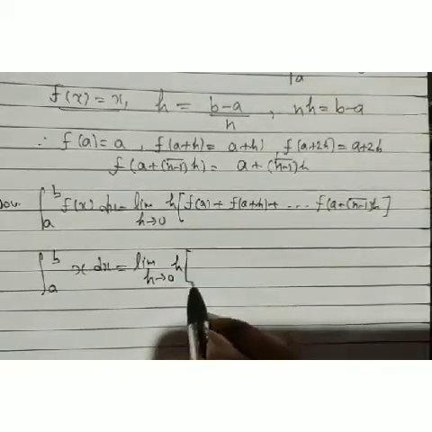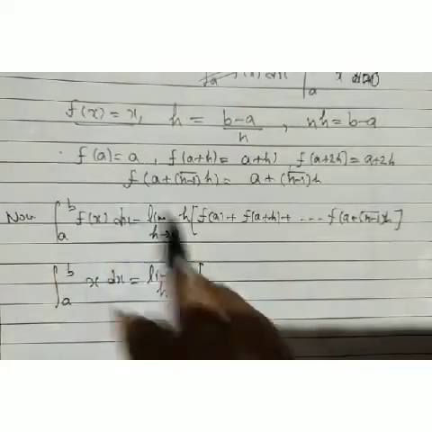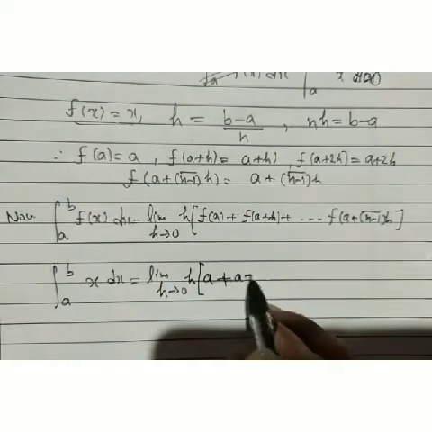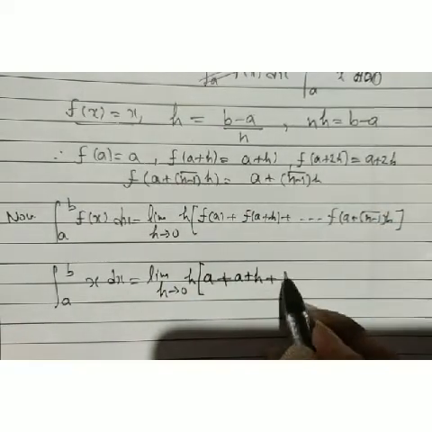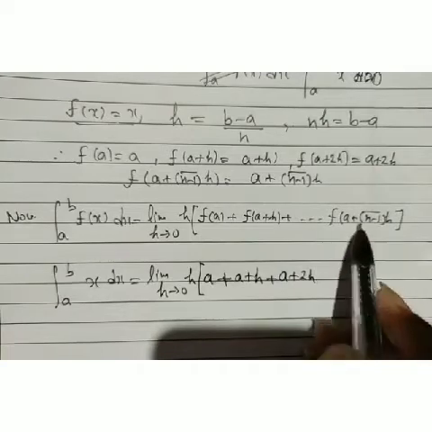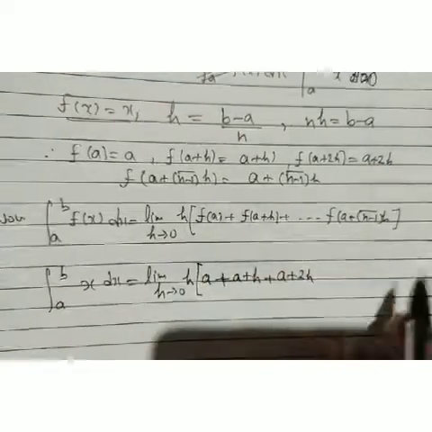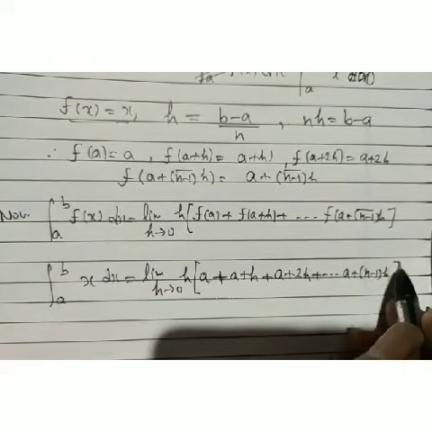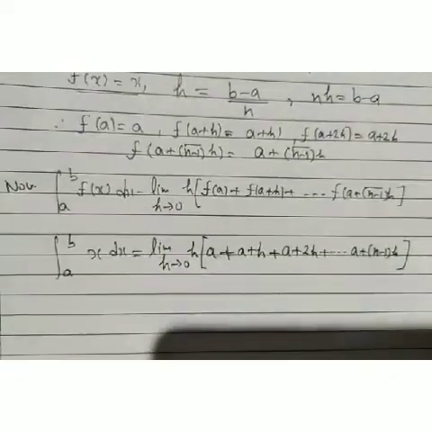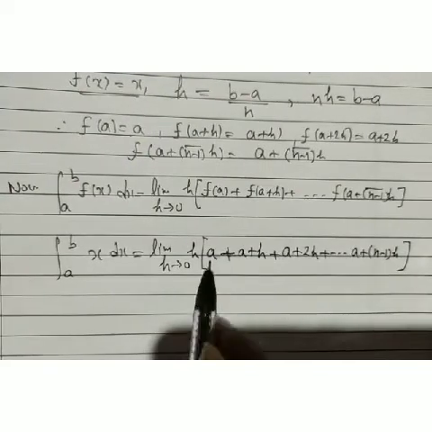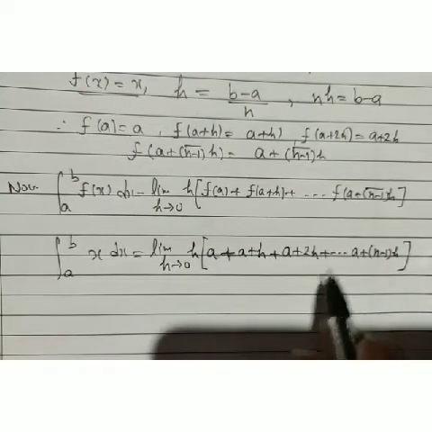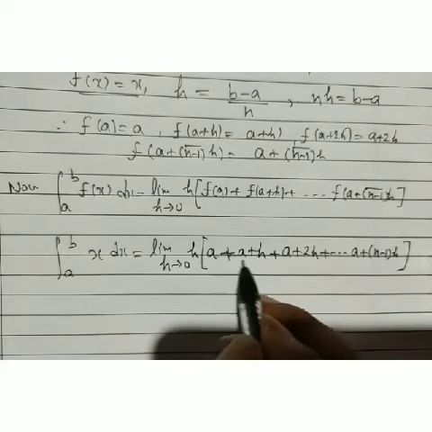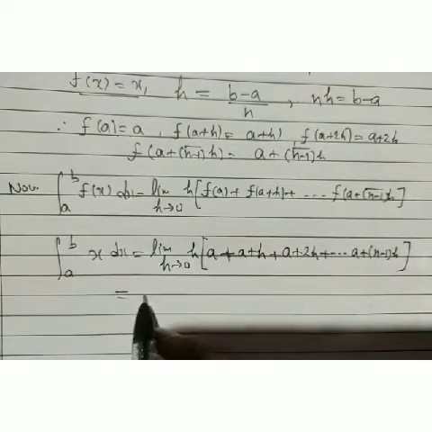Now limit h tends to 0, h times [f of a, which is a, f of a plus h, which is a plus h, f of a plus 2h, which is a plus 2h, and the value of f of a plus (n minus 1) h, which is a plus (n minus 1) h]. Now we put in our values. Now look, a comes how many times? n times. When we add a n times, we get n a.